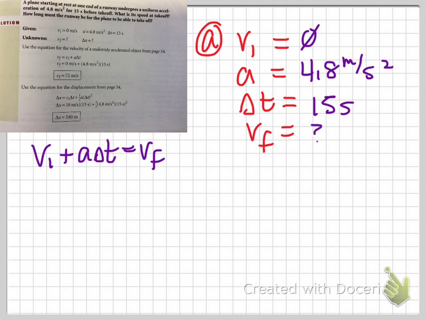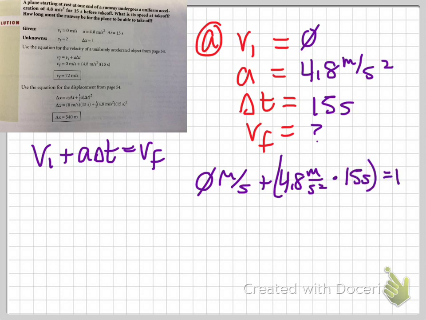We don't have to rearrange anything on this, which is totally bogus, but that's okay. So 0 meters per second plus quantity 4.8 meters per second squared times 15 seconds equals VF. What do we have? 72 meters per second. That's sig figged correctly because we have 2 sig figs, so we're good. That's pretty fast. All right, now let's look at the length of runway that's needed.